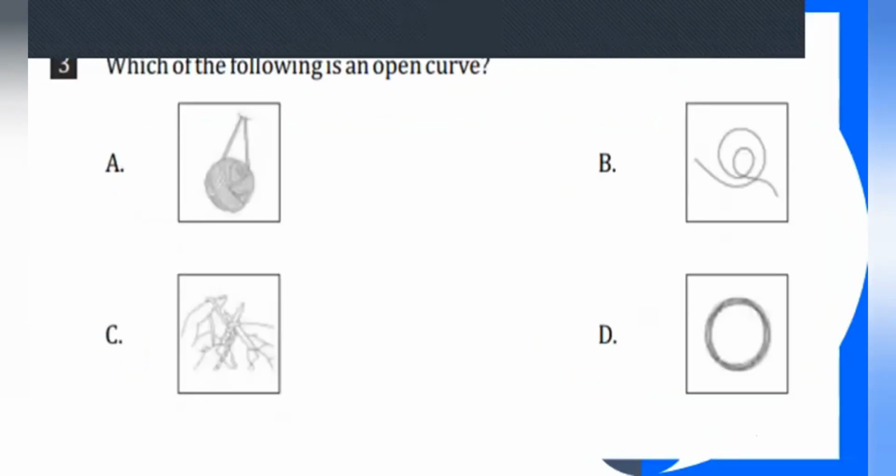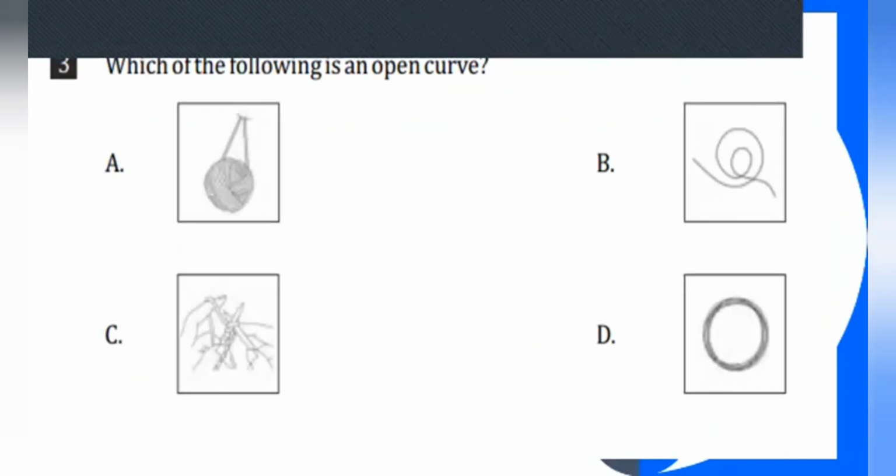Then, which of the following is an open curve? Here again, some real life examples can show an open curve. Once the concept is clear, the child will be able to answer these kinds of questions and relate to practical life situations and examples.